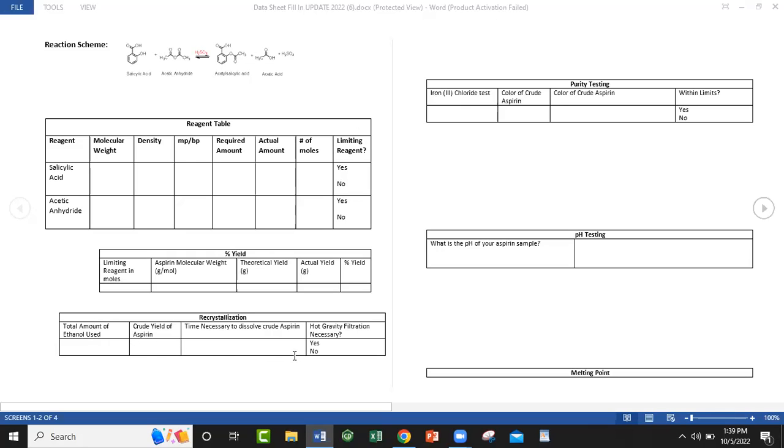We filled out this part with the recrystallization: how much ethanol was used, what the crude yield was. I gave y'all those numbers already. You can fish them out of the announcements, because I sent an announcement with the crude yield for each sample. How much time it took to dissolve, hot gravity filtration: that was no for everybody, but we discussed that. Today we're going to fill out the backside of the data sheet, and that is the purple color test, the iron chloride test, then pH testing, and the melting point. All that's contained in the walkthrough that we're doing today.